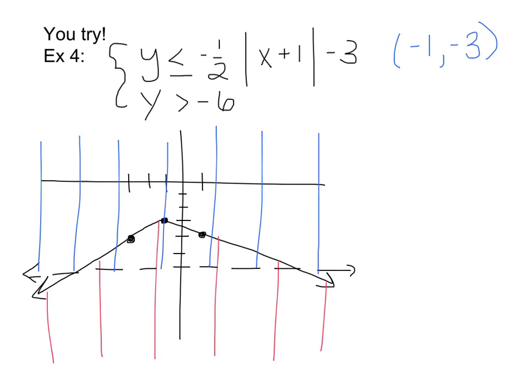And then you're looking for the region where the two sections overlap. And it's right in between your V and your line. So there could be times when there is no overlap at all, and then your answer would be no solution to your system.